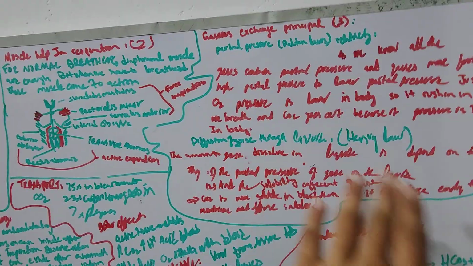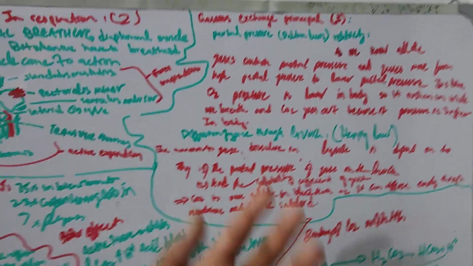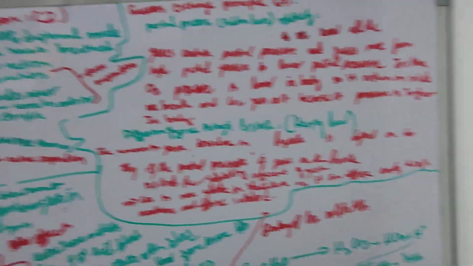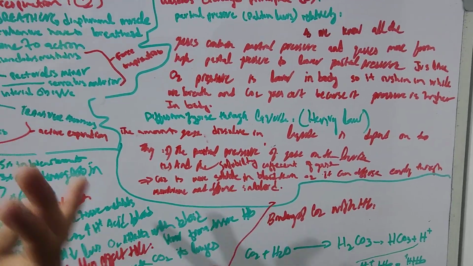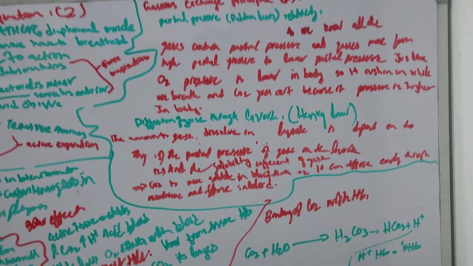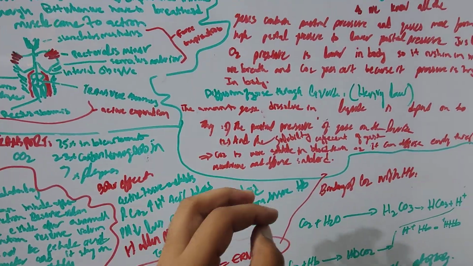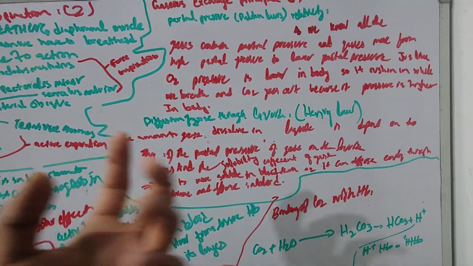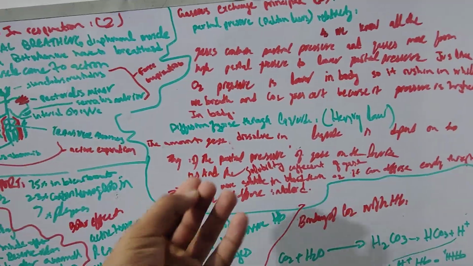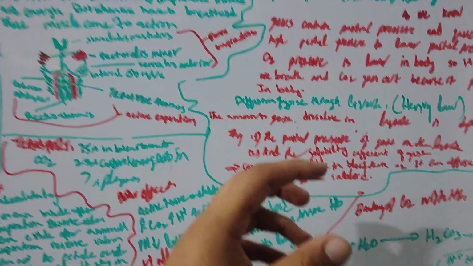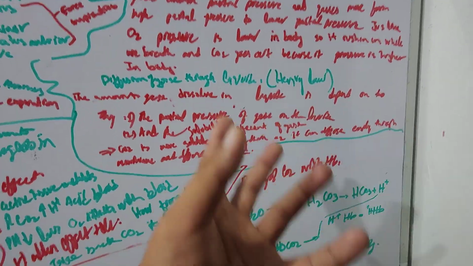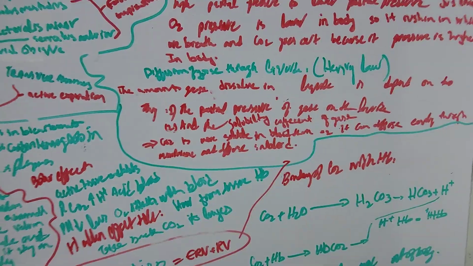Then we have diffusion of gas through liquid. It's Henry's law. According to this, we understand how gases get dissolved in liquid. To see how fast a gas can dissolve, we look at two things: the partial pressure of the gas on the liquid, and the solubility coefficient of the gas. For example, CO2 is more soluble in blood than oxygen, so it can pass through membranes easily, and it affects the pH.